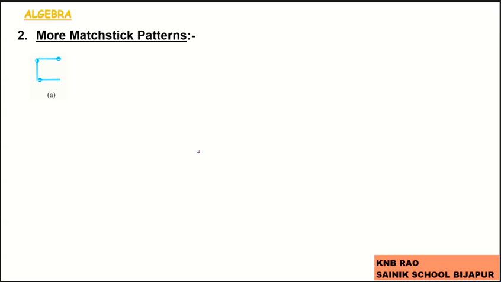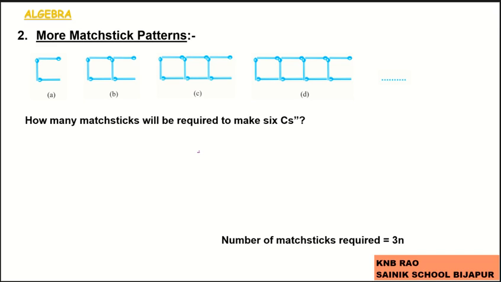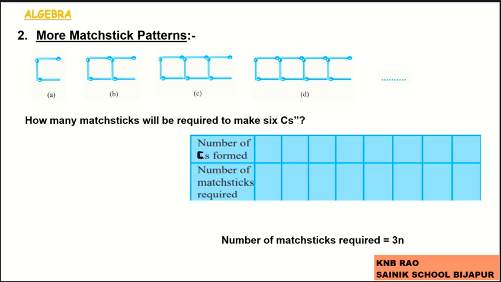Watch, I took 3 matchsticks and formed a shape C, and I took 3 more matchsticks and formed the shape C twice. You could see that pattern. And I took 3 more. With a total of 9 matchsticks, I formed 3 C's, and for 4 C's I require totally 12 matchsticks. If you want, you can count them. Further, if I am asked how many matchsticks will be required to form 6 C's, the formula would be 3n, that you can ensure by taking the table.